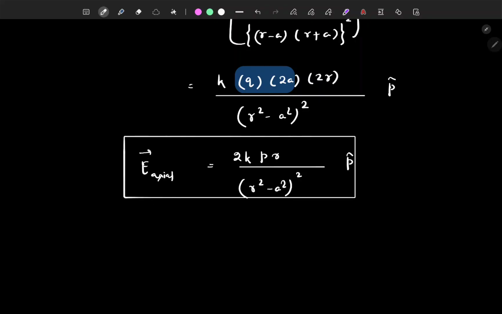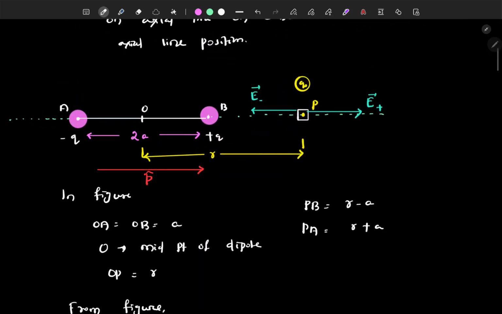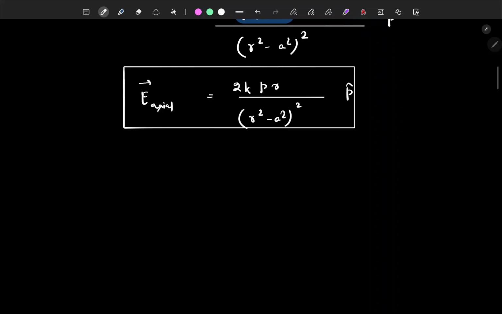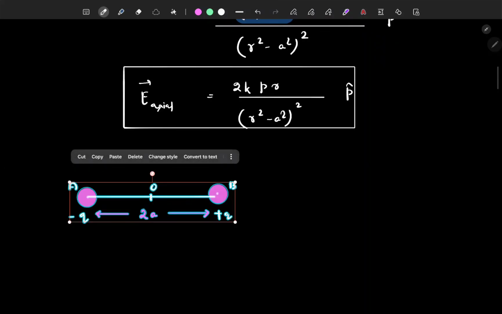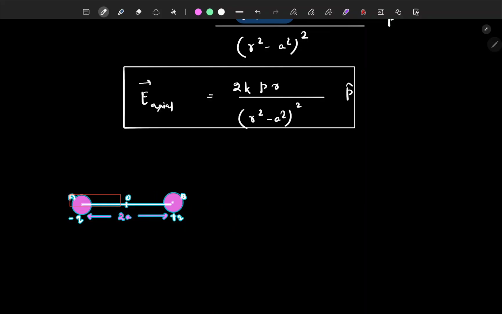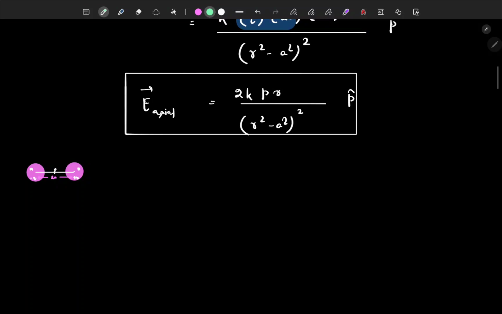This is E axial vector: 2kpr by (R square minus A square) whole square. In general, this is the expression; you can write it like this. And remember, this is our electric dipole, a small electric dipole. In this situation, this is the axial line.